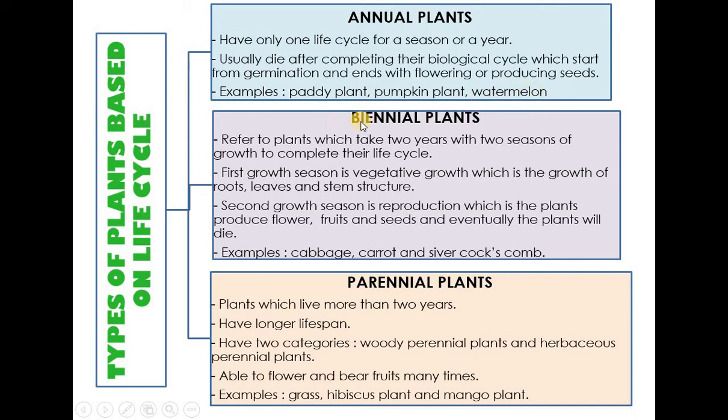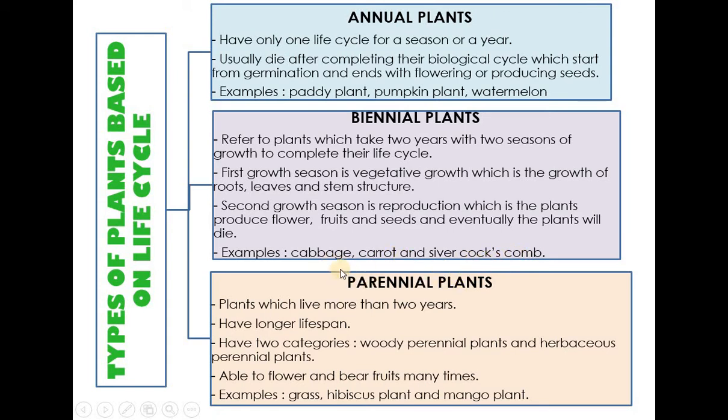The second type of plant is biennial plants. Biennial plants refer to plants which take 2 years with 2 seasons of growth to complete their life cycles. The first growth season is vegetative growth, which is the growth of roots, leaves, and the stem structure. The second growth season is reproduction, where the plant produces flowers, fruits, and seeds, and eventually the plant will die. Examples of the plants are cabbage, carrot, and silverfox corn.